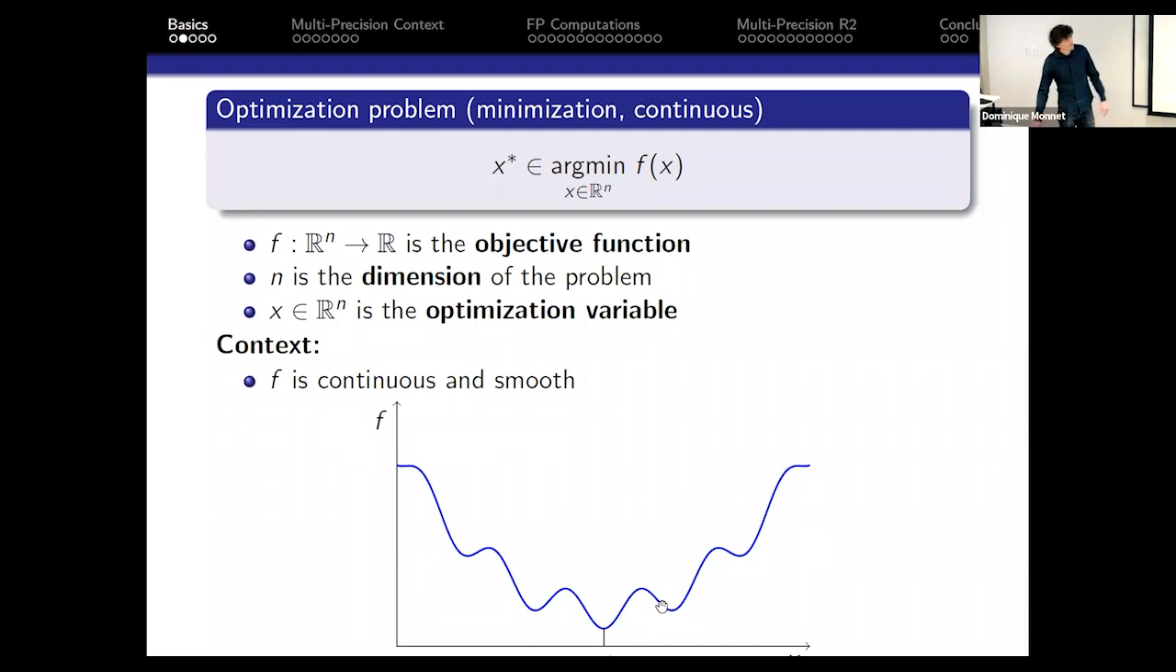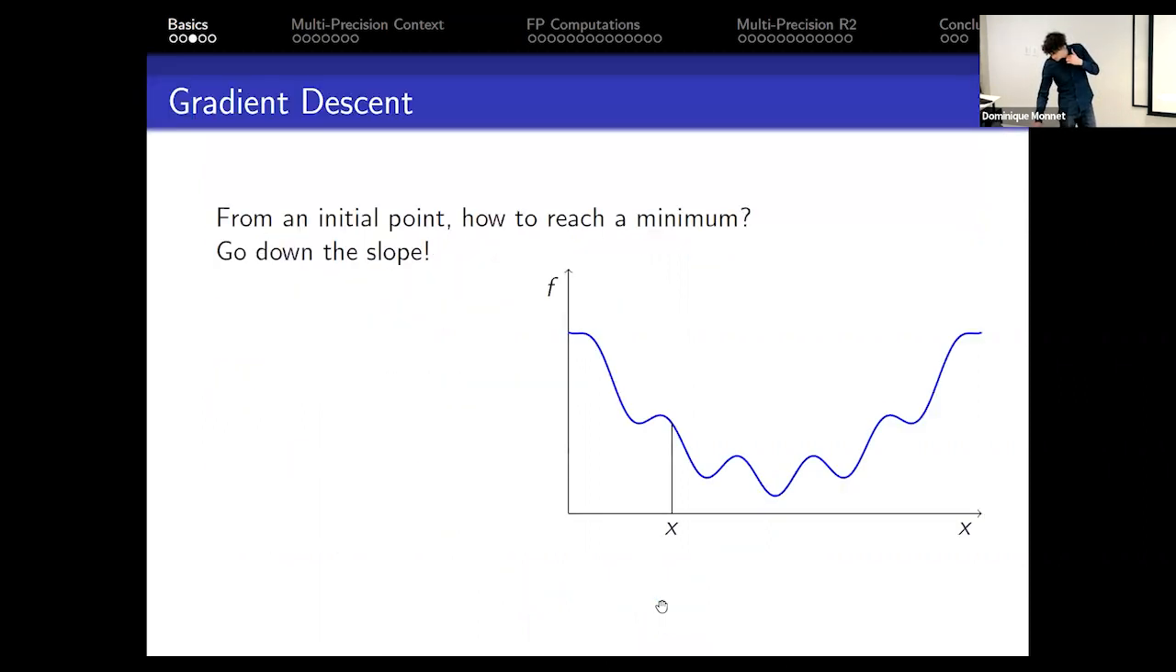So how can we find this global minimum here on the problem? We're going to start from an initial point here, and we want to find this point there. So how can we find this minimum? The idea is to simply, with the gradient descent algorithm, go down the slope. So here I look at my slope at x, and I say, okay, I'm just going to go on the right-hand side because this is where my function decreases.